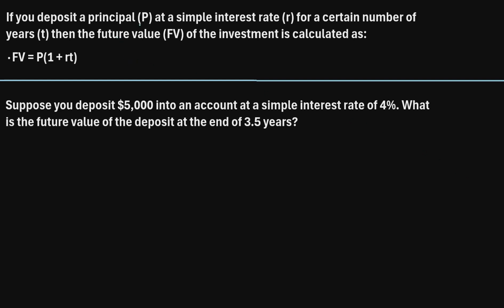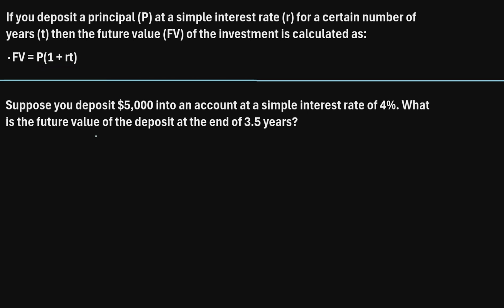If you deposit a principal, let's call it P, at a simple interest rate, let's call it R, for a certain number of years, let's call it T, then the future value of that investment is calculated as P times 1 plus R times T.